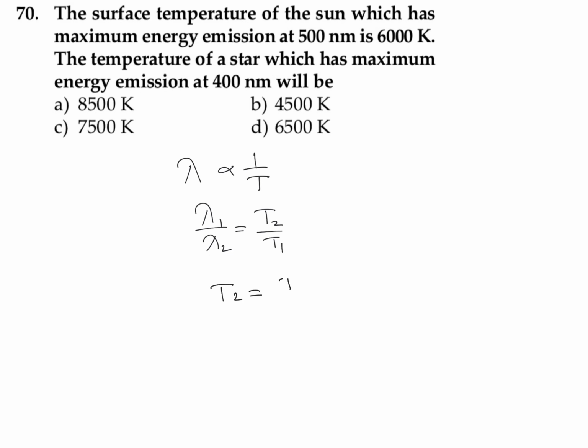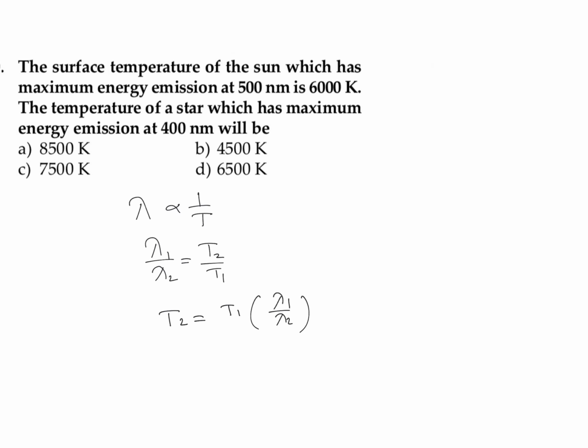So we can write T2 is equal to T1 into lambda 1 divided by lambda 2. The temperature in the initial situation is given as 6000 Kelvin, and the wavelength in the initial situation is given as 500 nanometer, so 500 into 10 raised to minus 9 meter, and the wavelength in the second situation is given as 400 nanometer, so 400 into 10 raised to minus 9.